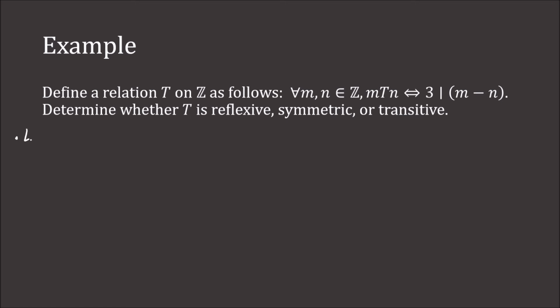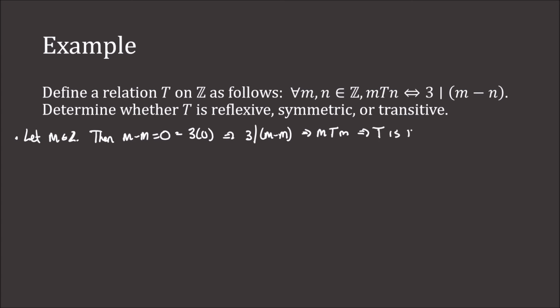Alright, so let m be an integer. Then m minus m is equal to 0, which you can write as 3 times 0. This means that 3 divides m minus m, which means that m is related to m. Should be using a T, not an R. This means that T is reflexive.